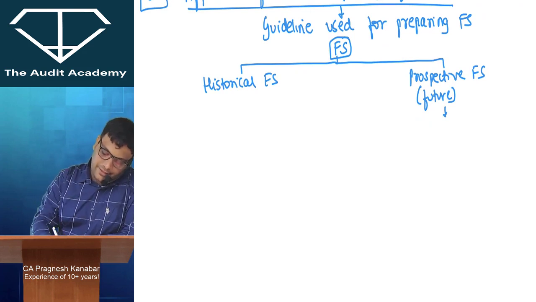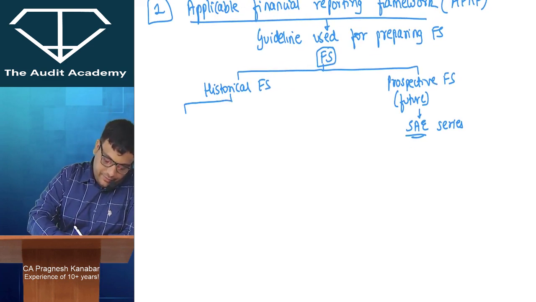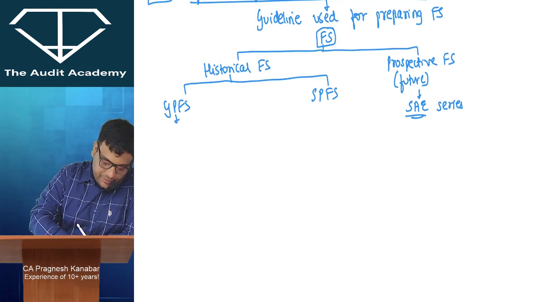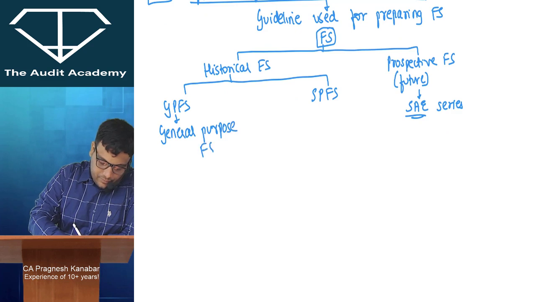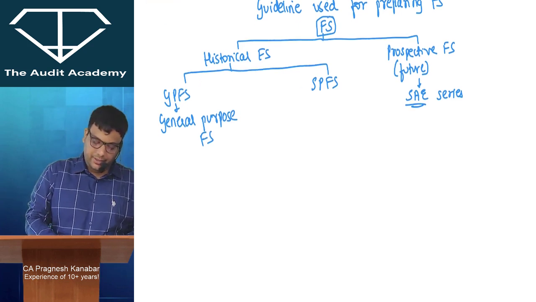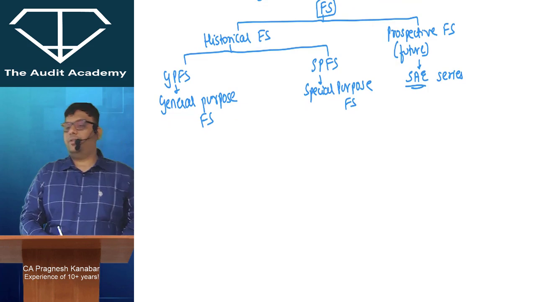Now, prospective financial statements, I don't want to talk too much about it because we will cover them in the SAE series. Now, historical financial statements are of two types: general purpose financial statements and special purpose financial statements.